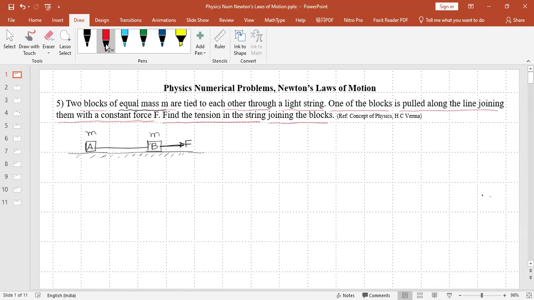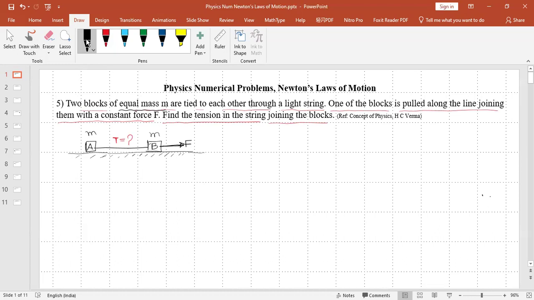So if there is a tension here, there is a tension here in the string. So what is this tension? This is the question. The question is not at all difficult, but this is the first question of Newton's laws of motion. So we have taken an easy question rather, right?